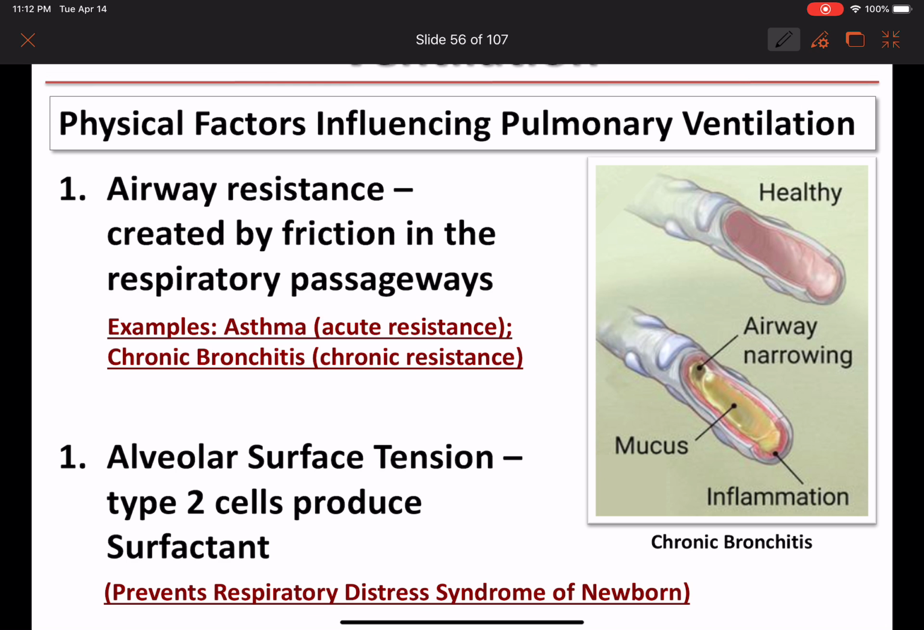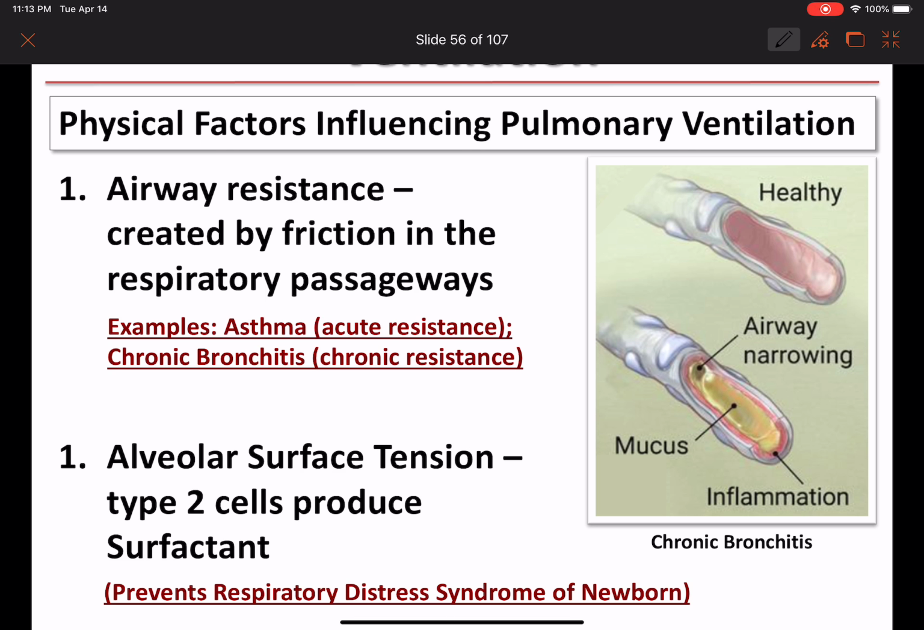Another issue is alveolar surface tension. So remember, we talked about the type 2 cells or the type 2 pneumocytes or the type 2 alveolar cells. Those are those roughly cuboidal cells intermixed between the squamous type 1 cells. These type 2 cells produce a detergent-like substance called surfactant, which decreases the surface tension of the water which bathes those type 1 cells, those squamous epithelial cells. It's that surface tension of that water that tends to collapse the alveoli, which are extremely fragile. And so because of this detergent, we decrease the surface tension of the water bathing the squamous epithelial cells of the alveoli, and as a result, they're able to maintain their shape.